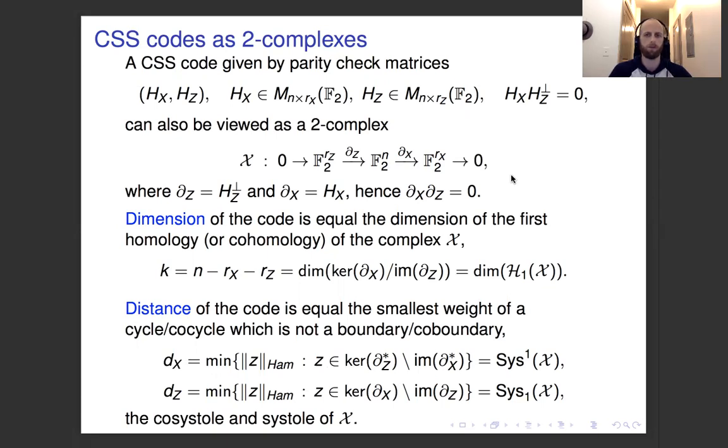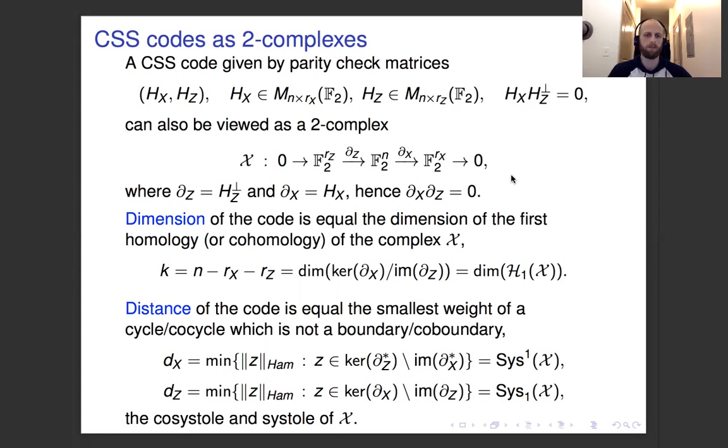You have three consecutive vector spaces, F2 to the rz, F2 to the n, F2 to the rx, and you have linear maps between any two consecutive ones. So this is del z, and afterwards del x. The only condition that needs to be satisfied is that these del operators, also called the boundary maps, satisfy that the boundary of the boundary is the zero operator.